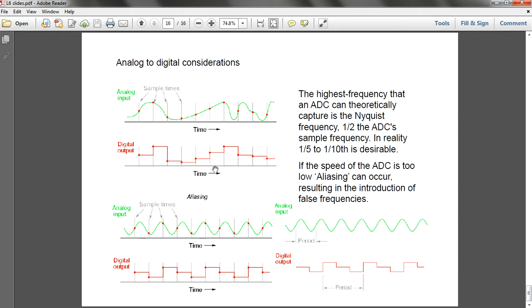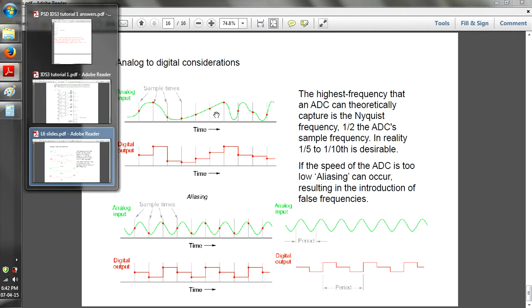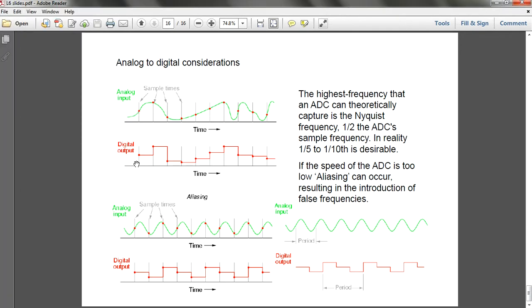Aliasing means that, as a side note, you have to ensure that your sample frequency is at least 2 times the frequency of the input signal. So let's say your input signal is this one. You have to ensure that your sample rate is at least 2 times the input signal.